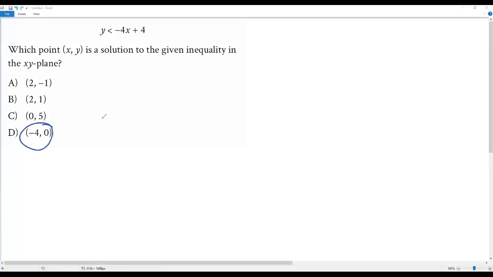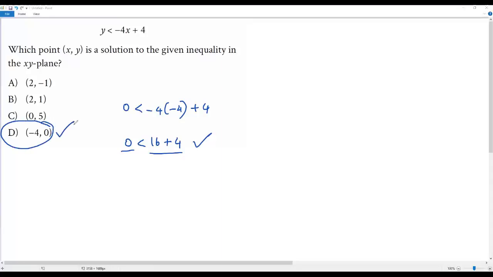Okay, now we can take the point in option D. We plug in y equals 0, and for x we plug in negative 4, because the x coordinate over here is negative 4. So 0 less than negative 4 times negative 4 plus 4. Negative times negative becomes positive, 4 times 4 is 16, plus 4. So clearly it's a positive value. A positive value is always greater than 0, or we can say that 0 is less than a positive value. This is true. So the correct answer choice for this question is option D.